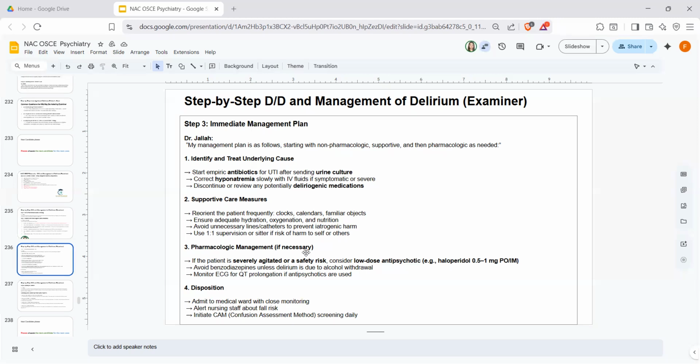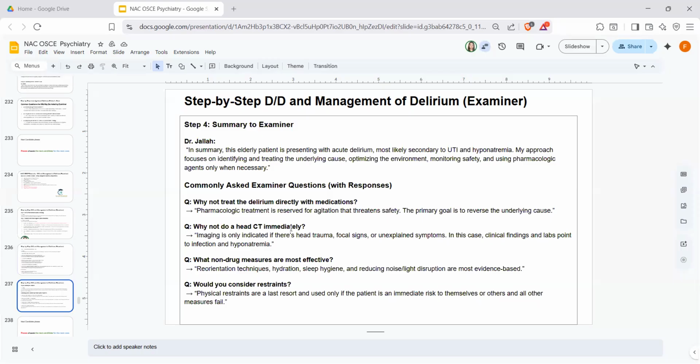Pharmacologic management: if the patient gets severely agitated or is a safety risk, we will consider low dose antipsychotics such as haloperidol. We are going to avoid benzodiazepines unless the delirium is due to alcohol withdrawal. We will monitor EKG for QT prolongation if we are using antipsychotics such as haloperidol. What I'm going to do next is admit the patient to the medical ward, where we would monitor him closely, alert nursing staff about fall risk, and initiate confusion assessment method screening daily until the patient is out of the delirium.